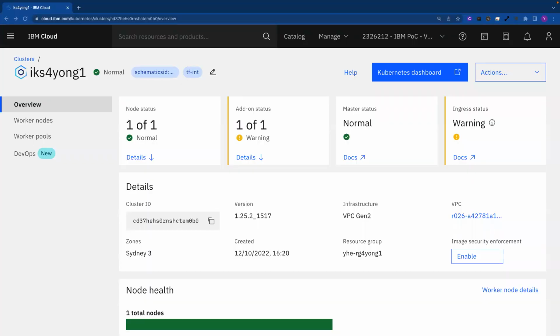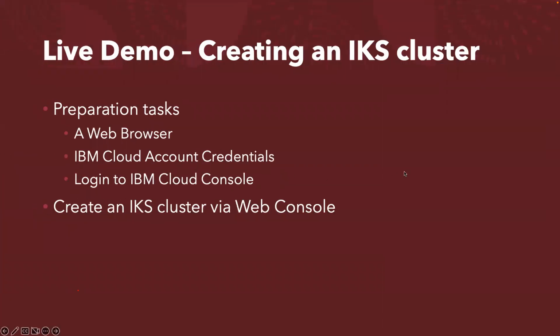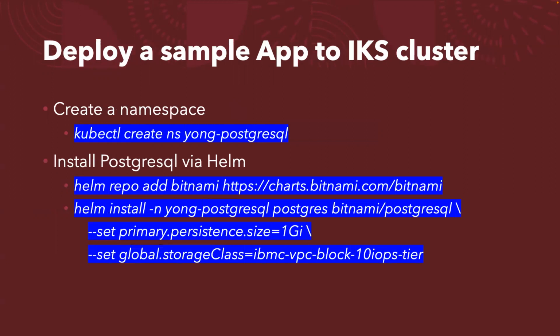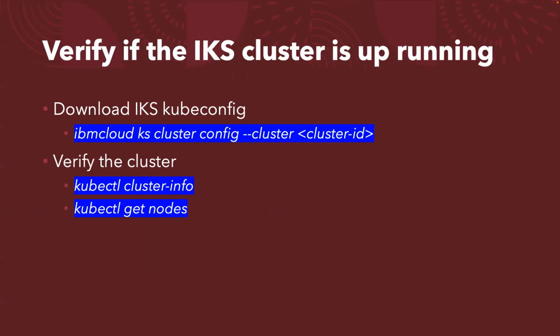Okay, as you can see from the screen, my cluster's node status is already okay. The master status is also normal. While we are doing some add-ons, it doesn't impact your ability to deploy applications. So now with this status, let me come back to my slide deck. We already created the IKS cluster via the web console. The next thing I want to show you is how to verify the IKS cluster is up and running: you can download the kubeconfig file and verify with kubectl get nodes or cluster information. Let me switch to a different terminal.